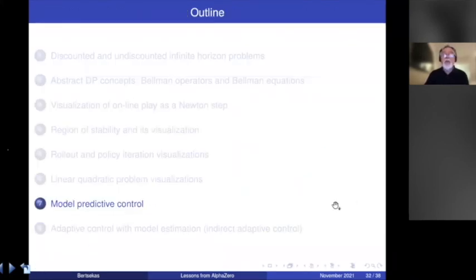Let me say a few things about model predictive control. Well, I'm not doing very badly with time. I'm glad about that. So I'm going to go a little slowly here.